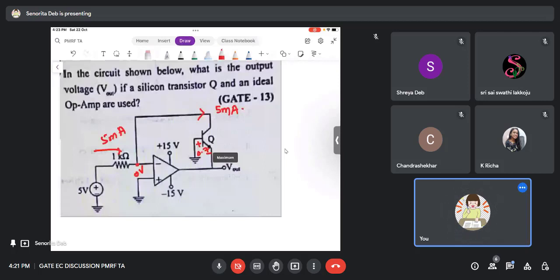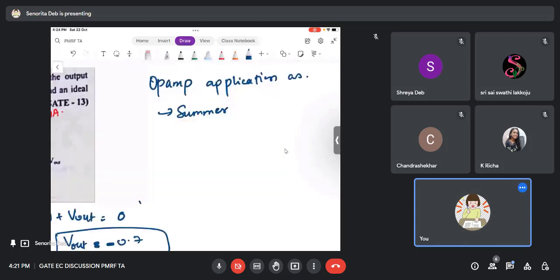as summer, as a difference amplifier, logarithmic amplifier, and an anti-log amplifier, also as a multiplier. So these are actually favorite topics for professors also when they take your interviews in IITs.